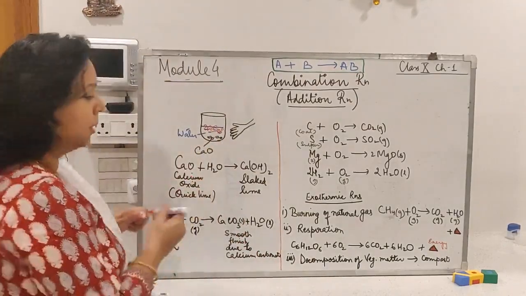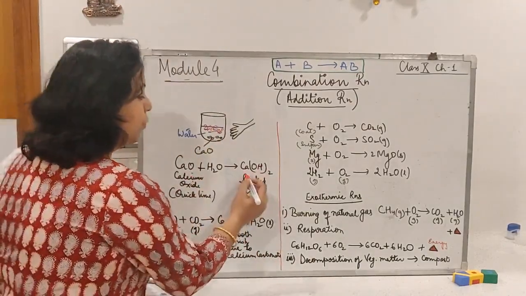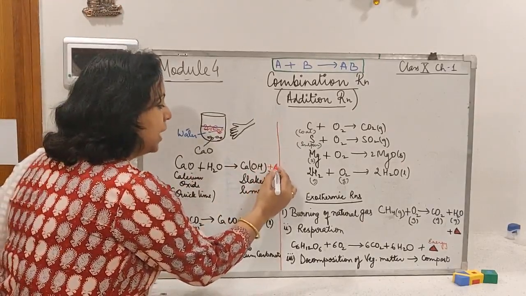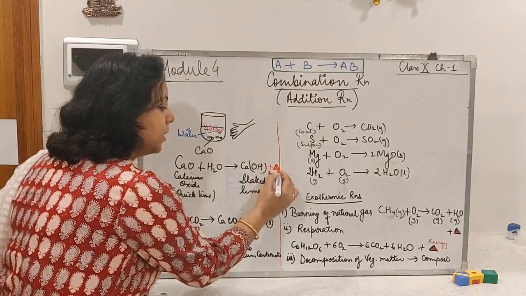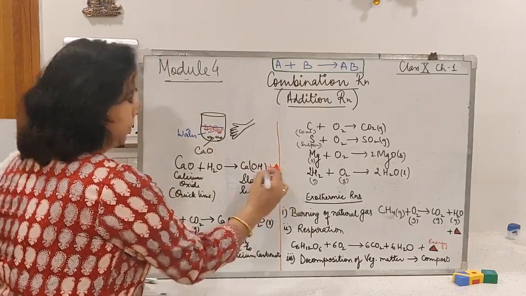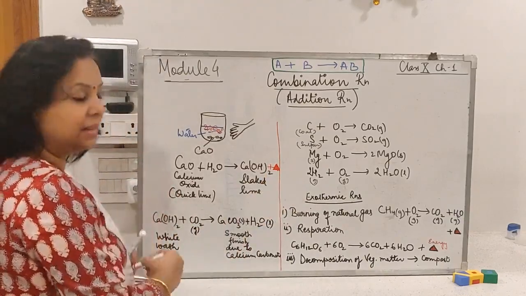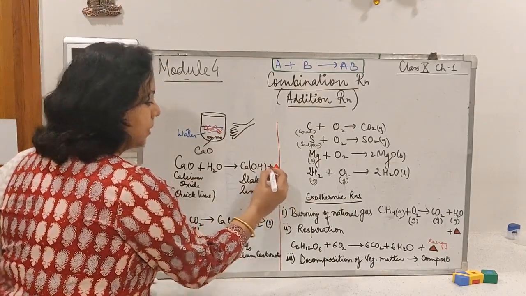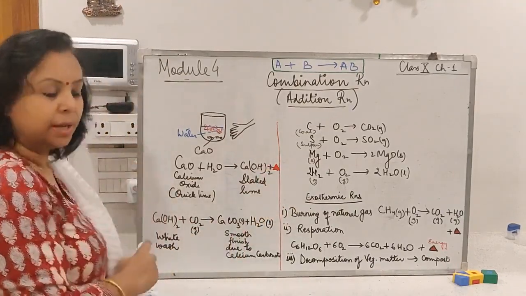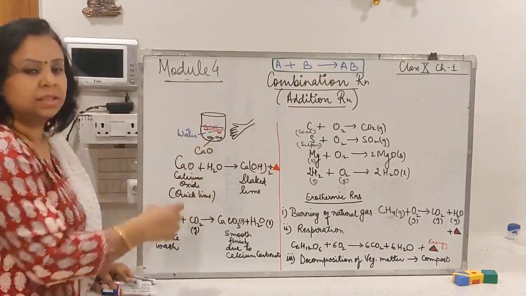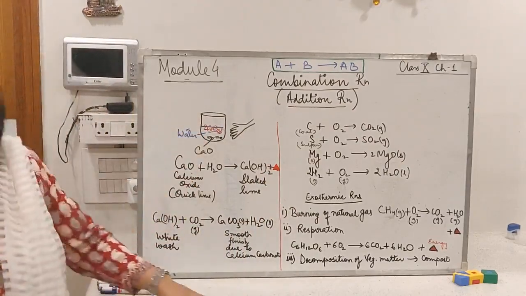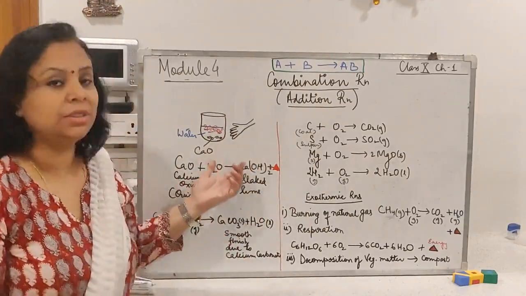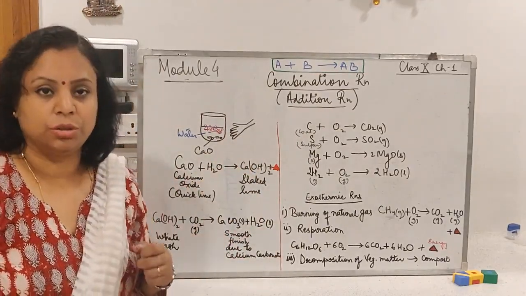Calcium oxide plus H2O forms calcium hydroxide, which is also known as slaked lime, and the symbol delta shows that heat is released. Now this calcium hydroxide or slaked lime has a lot of applications also. It is used in whitewashing also.